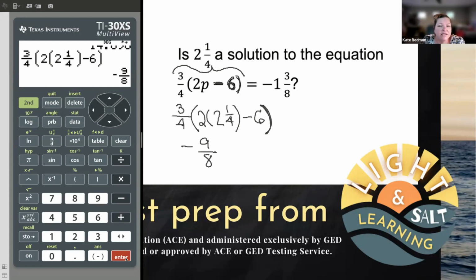-9/8 is not identical to -1 3/8. They must not be the same. But they're actually two different forms of numbers. And so I would say make sure you get them in the same form before you determine if they're equivalent or not. This one is what we call an improper fraction.